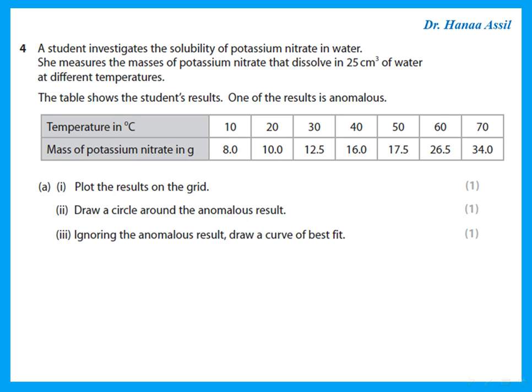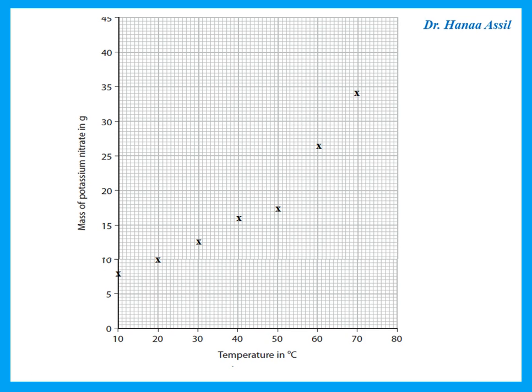Okay, first of all, he says plot the results, then draw a circle around the anomalous result, and then ignoring the anomalous result, draw a curve of best fit. So if you plot these points on the curve, they look like this. Again, I'm reminding you, we use small x's or dot with circle to plot the points.